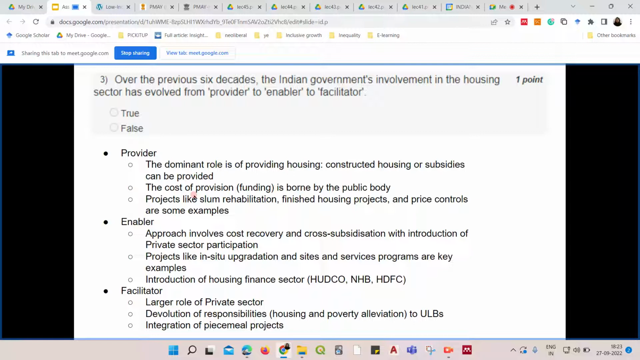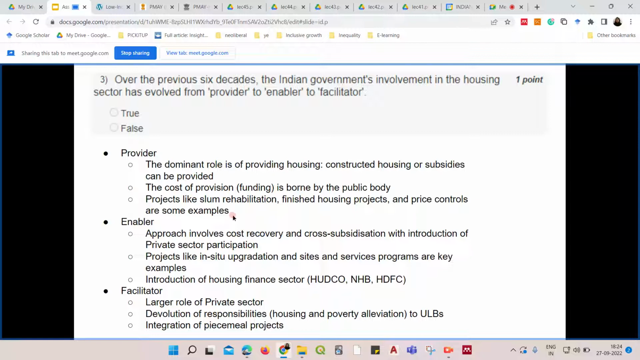So you see these days there is a lot of private sector involvement. There are PPP schemes which help enable the financing of the housing sector. But in the initial role, which is the role of the provider, there was no participation of the private sector, and all of the cost of provision of housing and housing subsidies was borne by the public body itself. So in that way, the public body itself is acting as the provider of all the housing and the subsidies.